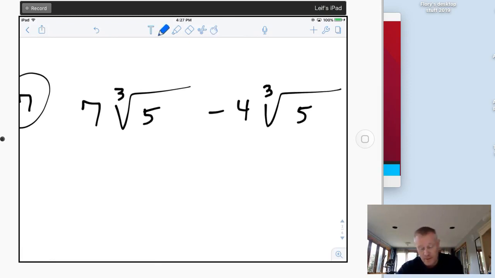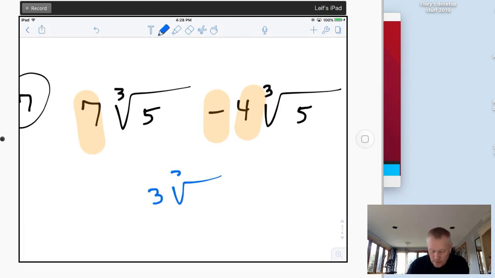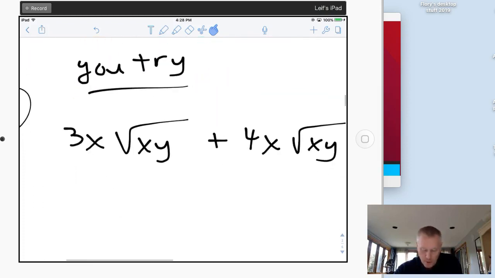All right, so these, same index, same number under the radical, these I can combine, okay? Which means I'm really looking at the 4 and the 7 there. 7 minus 4 is 3. And the third root of 5. And I'm just going to leave that just like that. Same as 7x minus 4x. All right, you try this one.